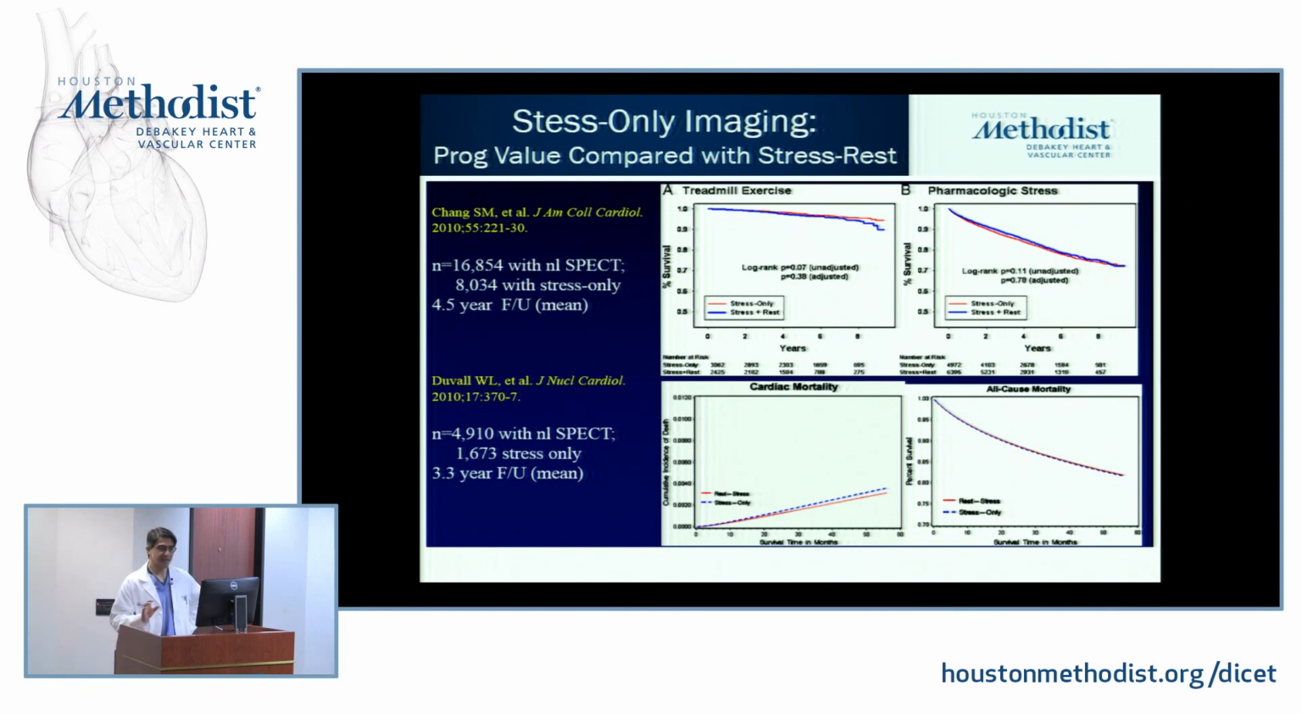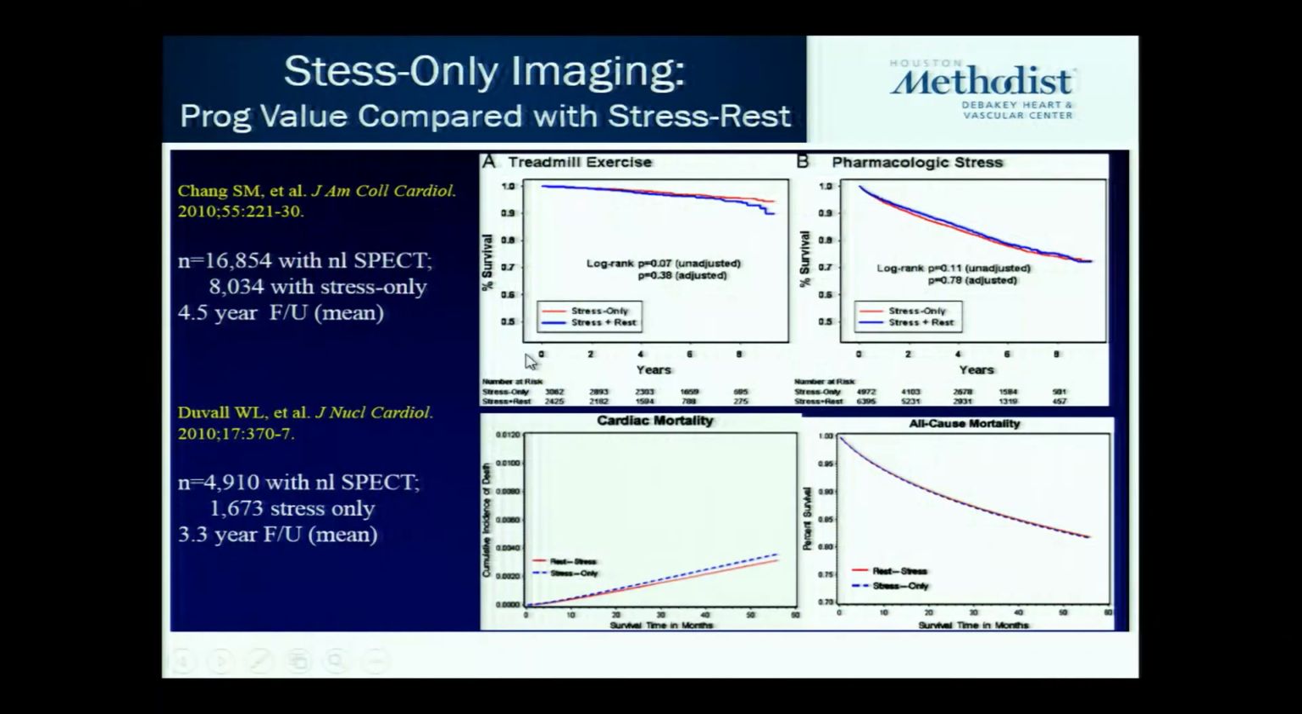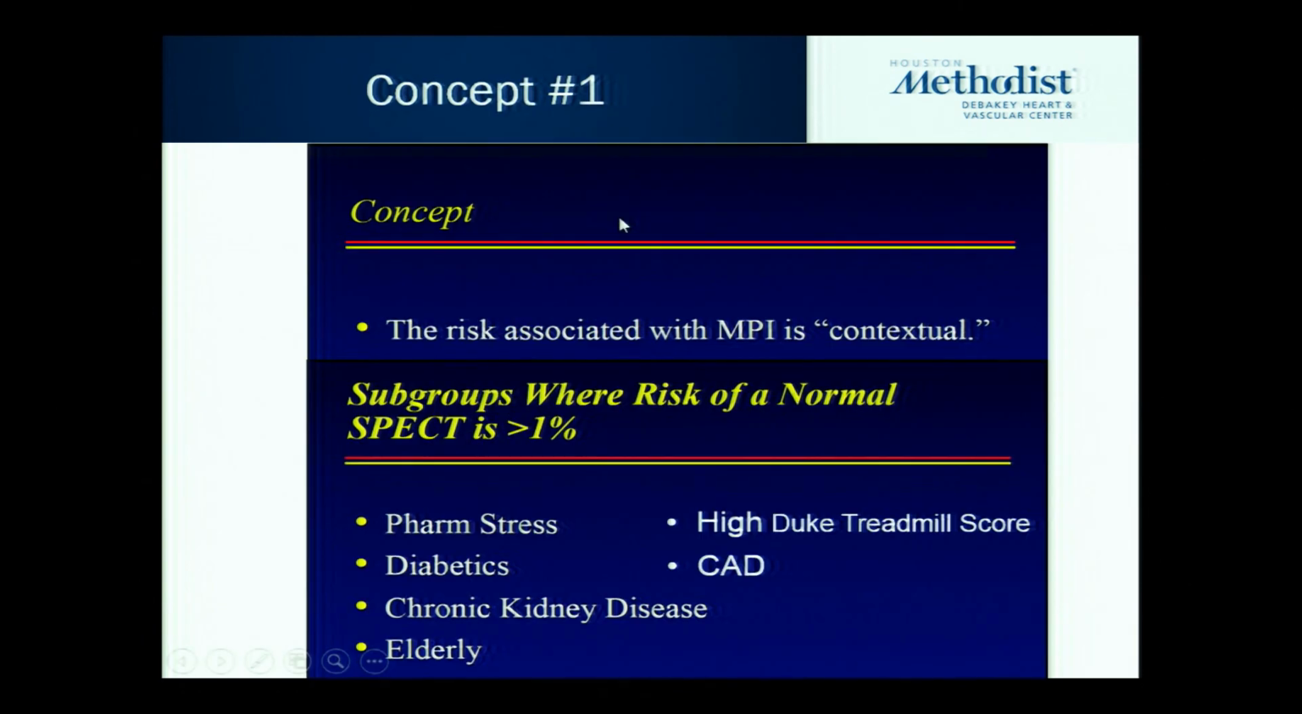Now, just a little bit more about prognosis. This is the study I was referring to. There have been two out there, one by our own Dr. Chang and one by Dr. Duval. Large cohort of patients, stress-only imaging, very nicely showing you that if you do stress-only imaging and send patients home, they have no difference in survival compared to whether you're doing stress and rest imaging. So the rest did not add much. So a very, very powerful test.